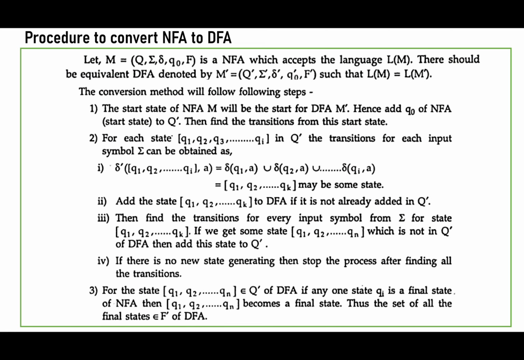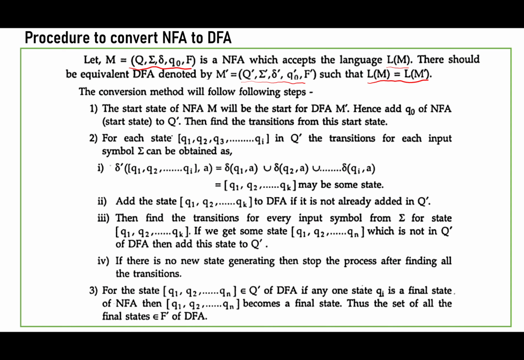Let M be equal to (Q, Sigma, delta, q0, F). It is the formal definition for the NFA, which accepts the language L of M. Then there should be an equivalent DFA, which is denoted by M dash, equal to (Q dash, Sigma dash, delta dash, q0 dash, F dash), such that L of M is equal to L of M dash. So we will see the conversion method.